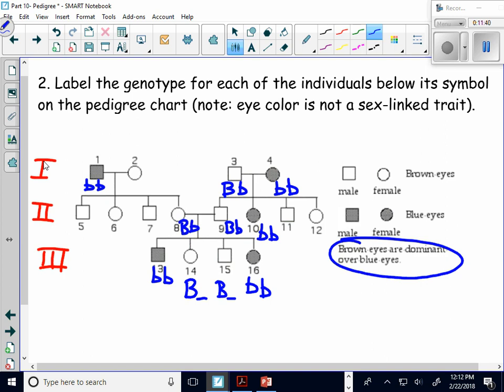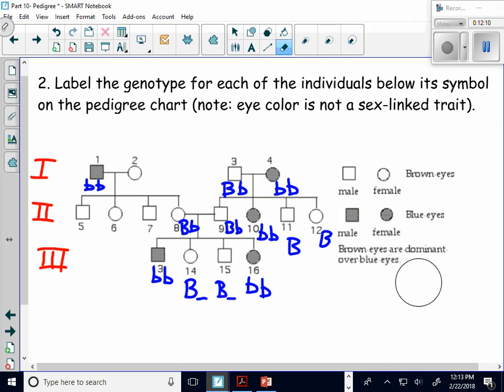Now, what about 11 and 12? Let's talk about what we know. Olivia, what do you know about 11 and 12? They have brown eyes, so they've got to be what? They have to have big B's, right? Do we know anything else about them? Do we know anything else, Dylan? Why do they have to be little b's?